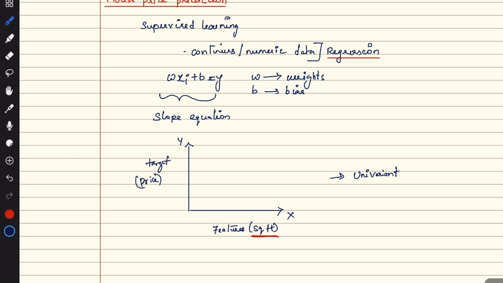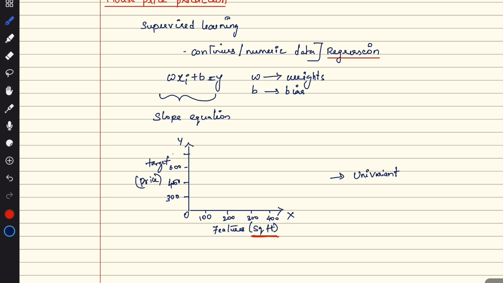In this simple linear regression, let's take one feature, square feet. So it is called univariate linear regression. If I'm taking all these features as independent variables, then it is called multivariate regression. X is your square feet and Y is your target, which is price.